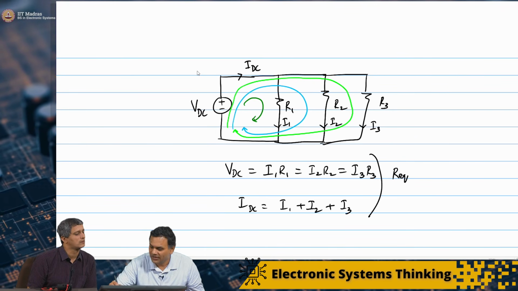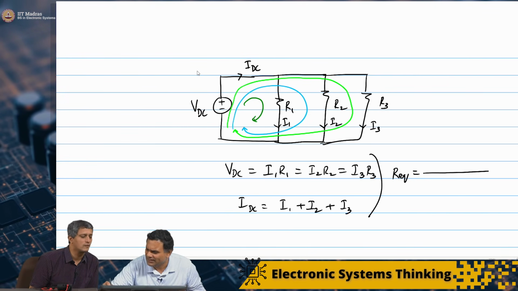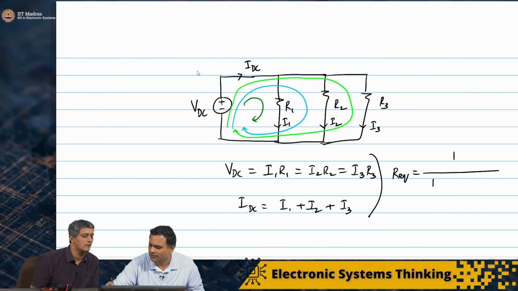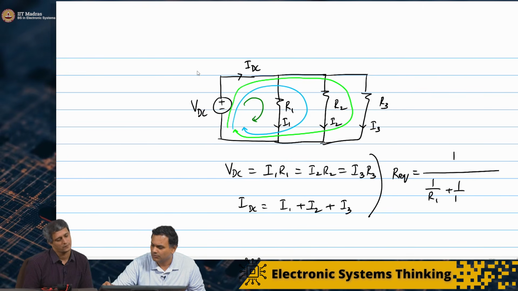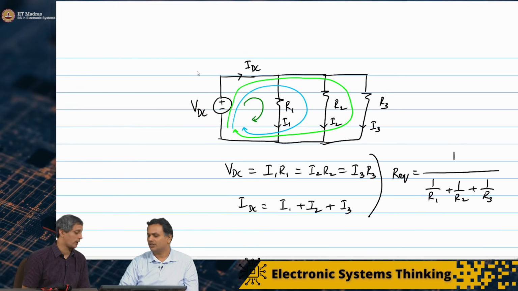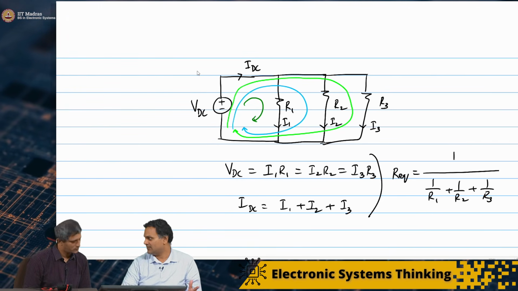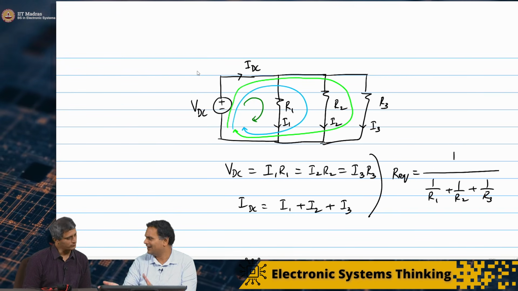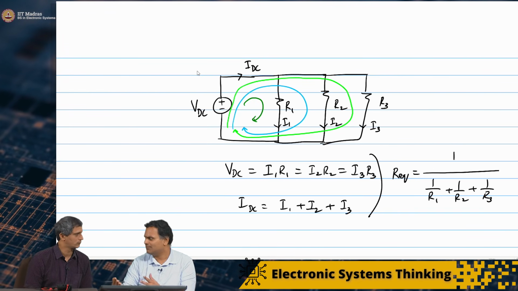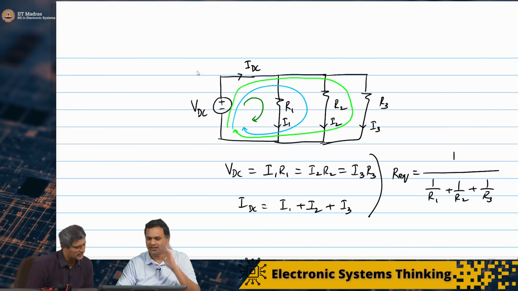We can give this as an exercise to the viewer, but basically you will get something like this: the inverse of 1 over R1 plus 1 over R2 plus 1 over R3. And now you can extend this. As you can see, the inverse of the equivalent resistance for a bunch of parallel resistances will be the sum of the inverses of the individual resistances. Excellent.